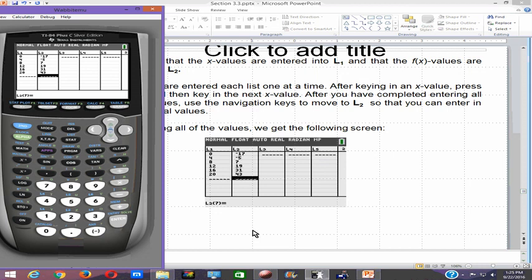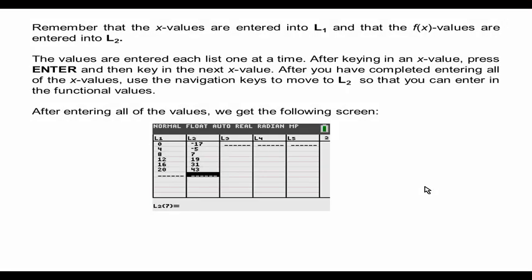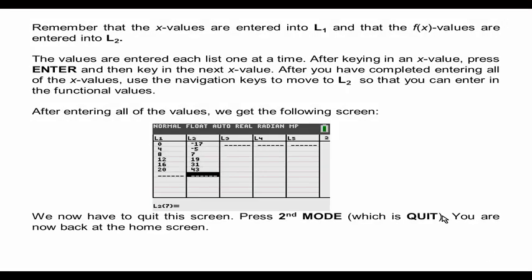I've entered all of my values, and notice they match up. So you might want to check to be sure that they match up, that you haven't forgotten somebody, or that you've made somebody up. So I've got my x's and y's given to the calculator. Now we have to quit the screen. So second mode is quit, and you're back at the home screen. Now we need to adjust our window settings to accommodate the data.